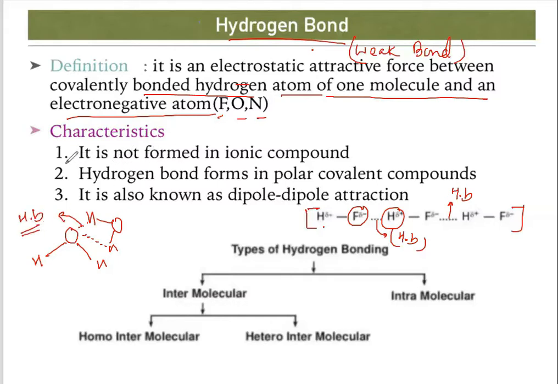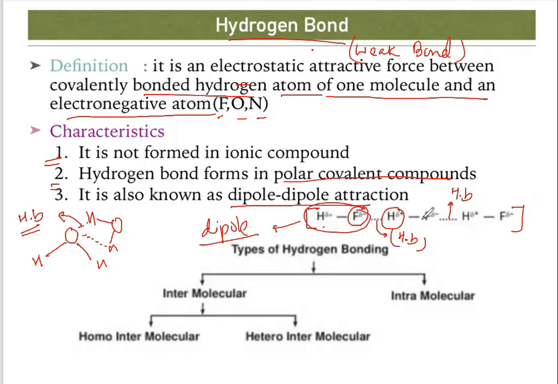Now look at the characteristics. First one, it is not formed in ionic compounds. This is a very important point, as we already know that hydrogen bond exists in covalent compounds only. Second point, hydrogen bond forms in polar covalent compounds. So hydrogen bonding exists in polar molecules. It is also known as dipole-dipole attraction. For example, HF. So HF is known as a dipole, okay?